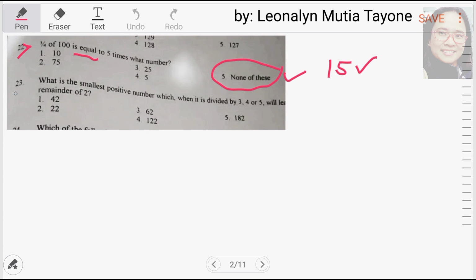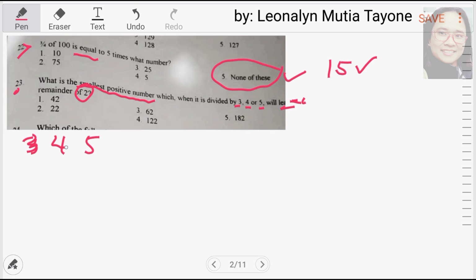Okay, dito sa question number 23. What is the smallest positive number which, when it is divided by 3, 4, 5, will give, ano kaya ito, will less than... hindi ko naman nakita ang next nito, pero meron siyang remainder na 2. Sobra, bali. All you have to do is find the least common multiple nitong tatlo.